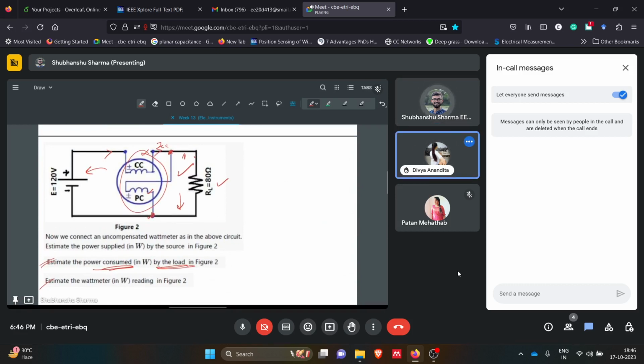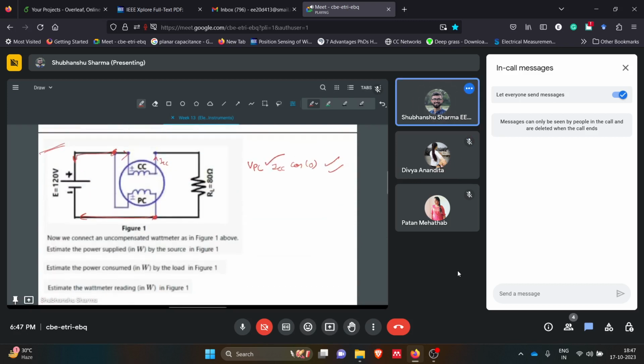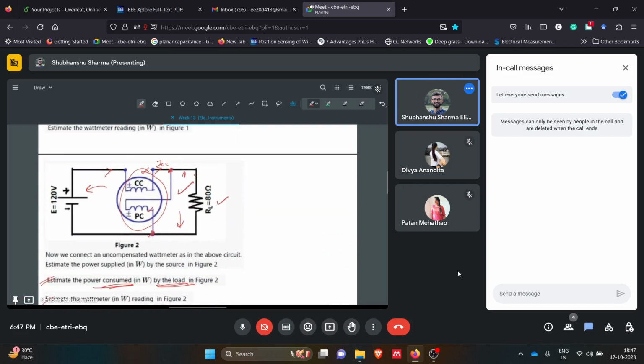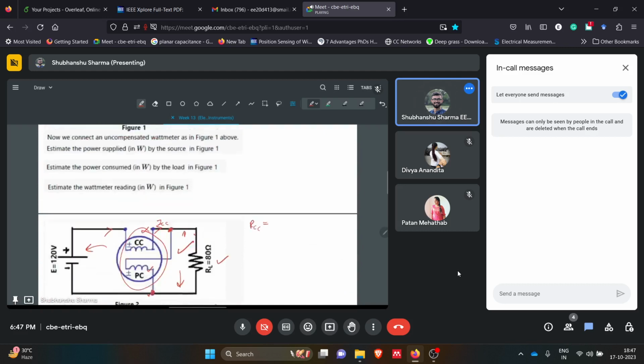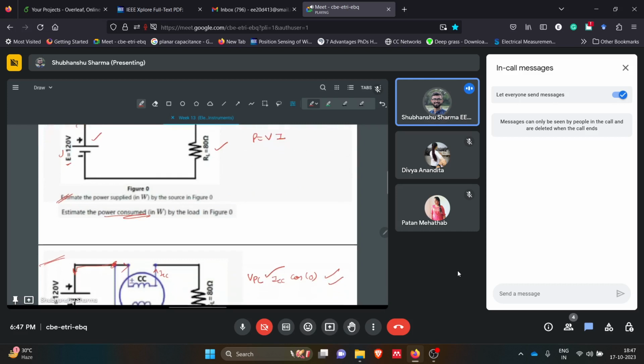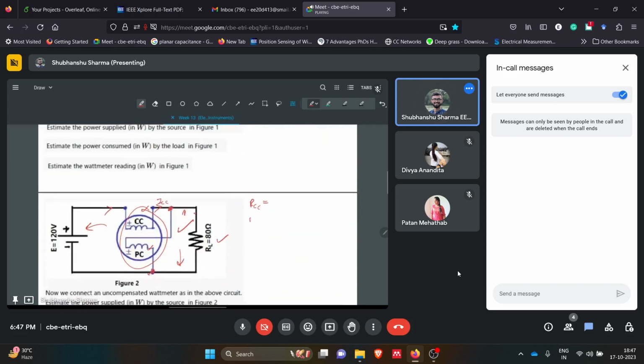So yeah, I will solve that. So what is happening? We have RCC equal to 14 ohms and RPC is 700 ohms. So we know this is 14 and this is 700 ohms.